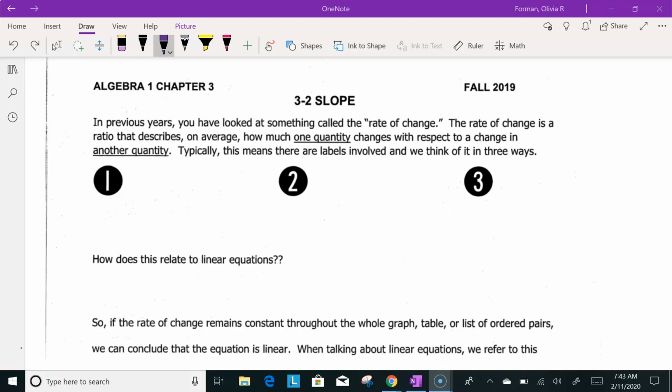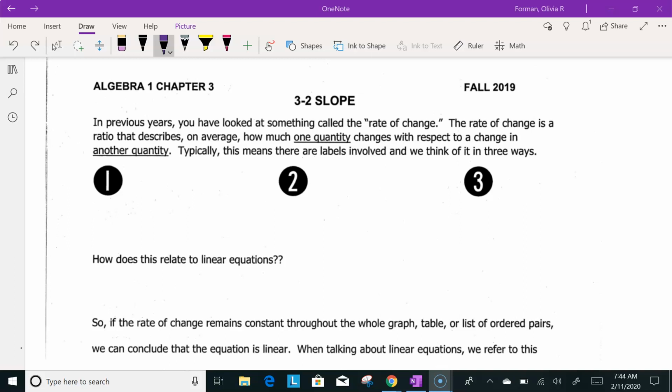What I made for you though is a video that goes over the 3-2 notes. So if you don't already have it out, please get out your Chapter 3 note packet from yesterday and turn to page 4. Okay, what we're going to talk about today is something called slope.